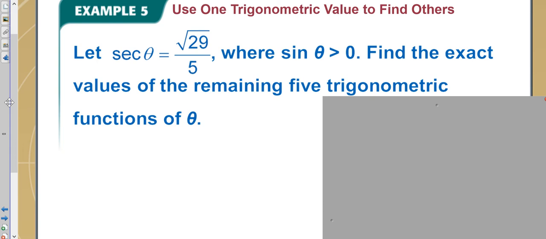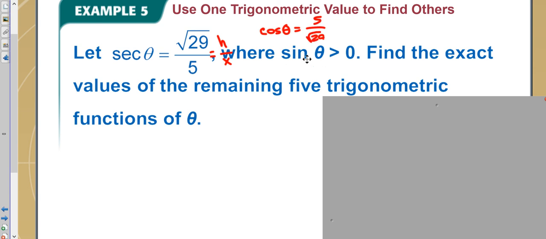Use one trigonometric value to find others. It says let secant equal square root of 29 over 5. Now remember, SOH-CAH-TOA: cosine is x over h, tangent is y over x, and secant is the reciprocal of cosine. So that means this is the same thing as h divided by x, or said another way, cosine of theta equals 5 over the square root of 29.